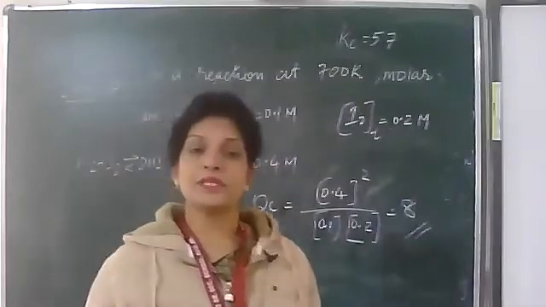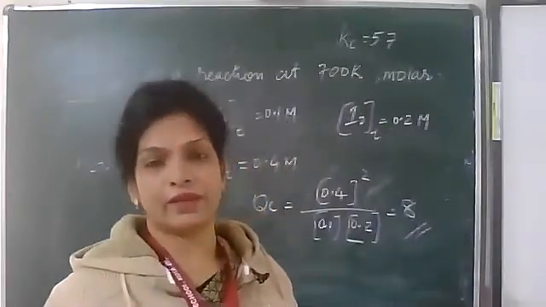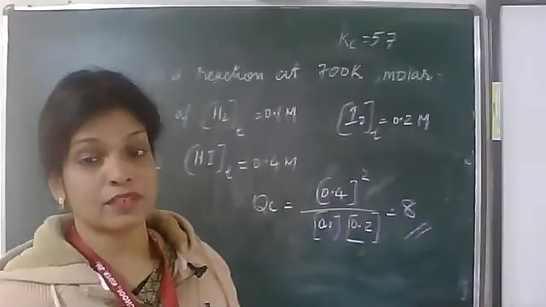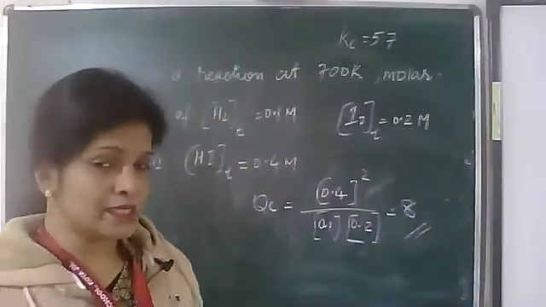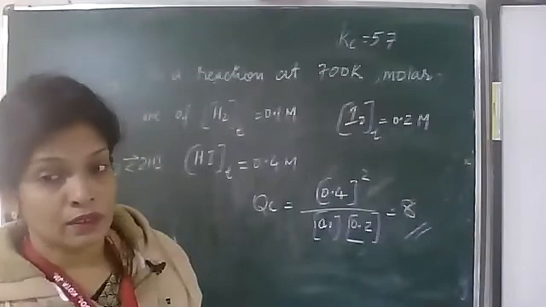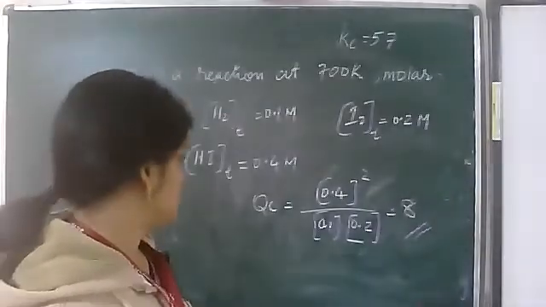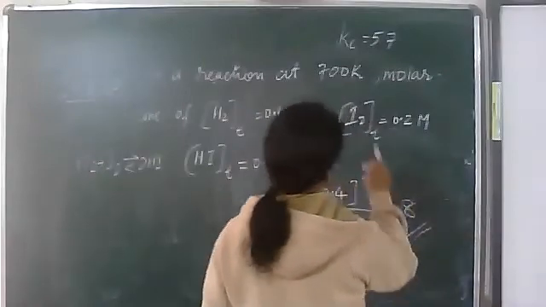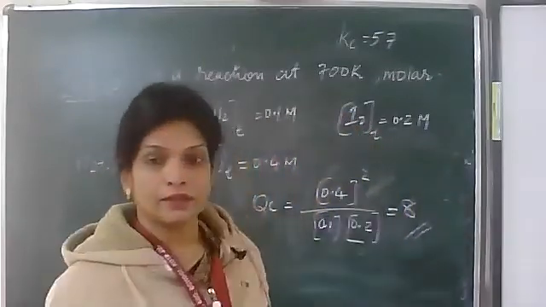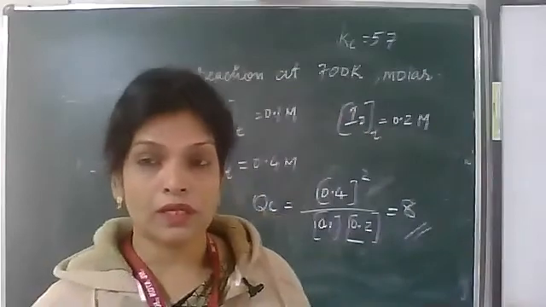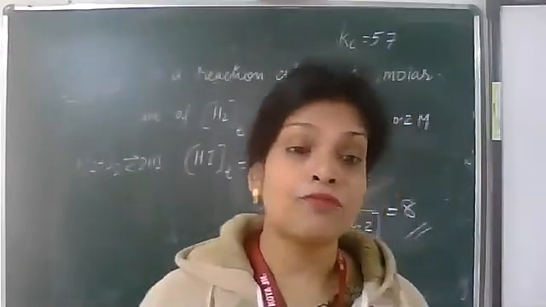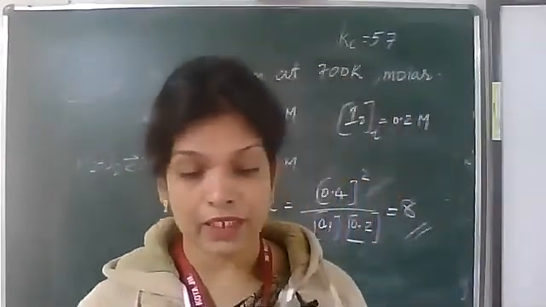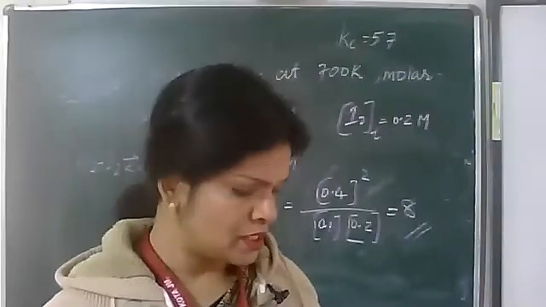QC is calculated in a similar way as Kc, but the consideration will be different. In Kc, these concentrations will be only equilibrium concentrations. So QC is 8. What is Kc for this reaction? 57. So QC is smaller, and the reaction will proceed in the forward direction.